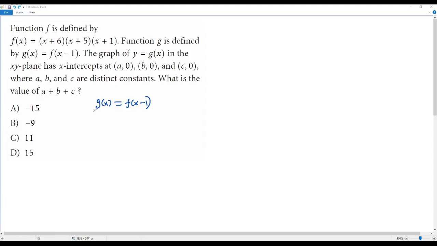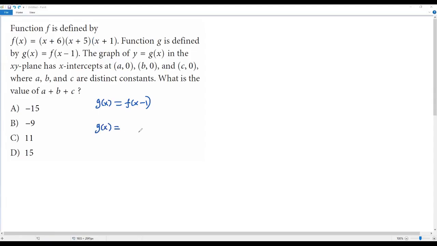But here the function g(x) has been given in terms of the function f, that is f(x − 1). To get g(x) completely, we have to find the expression equivalent to f(x − 1). For that, we can consider the function f(x) over here. To get f(x − 1), we have to plug in x − 1 for each x on the right side of the function f(x). Okay, now let me do it.